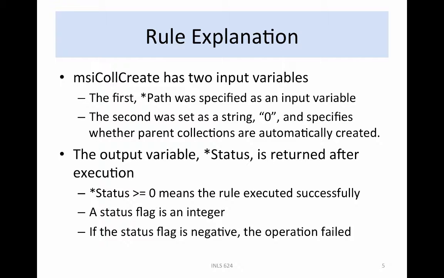The microservice msiCollCreate has 2 input parameters. The first, *path, was specified as an input parameter and defines the whole path name of the collection that will be created. The second parameter is a flag that defines whether or not missing parent collections will be automatically created. A value of 0 means that the parent collections must already exist. The microservice has one output parameter, *status. If the value is greater than or equal to 0, the rule executed successfully. Note that the *status parameter is an integer. If the value is negative, the operation failed.